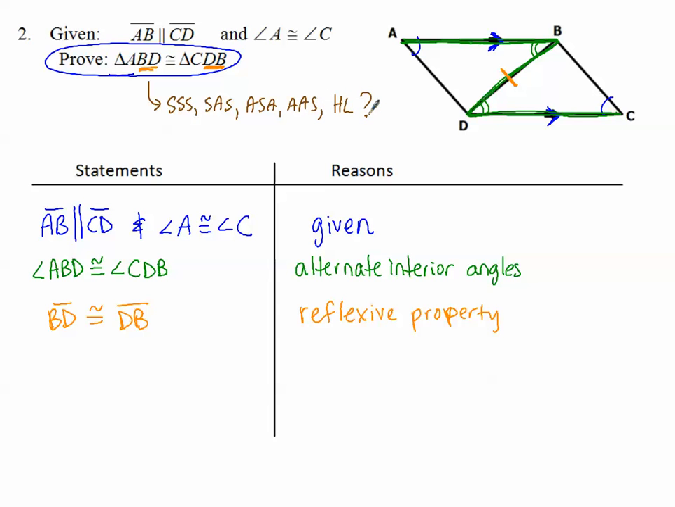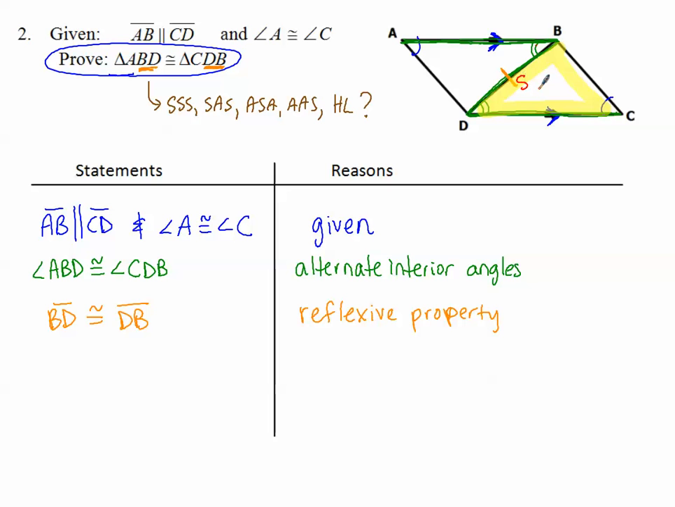Well, do we have enough information yet? Let's take a look. In our triangles, we have 1, 2, 3 things marked, and those marks match in the other triangle. So we might have enough information. Let's focus on one of the triangles, maybe this one right here. And let's write down what we have marked.